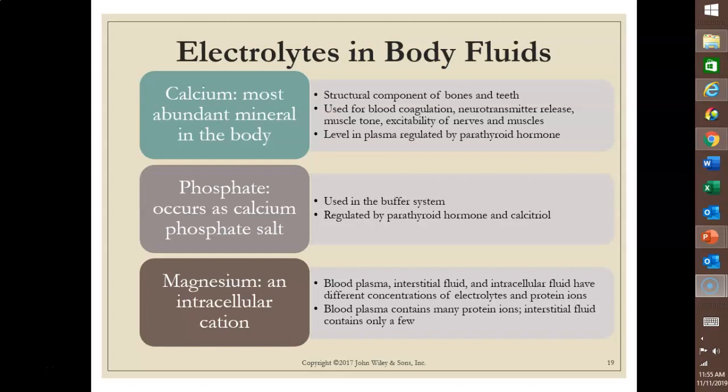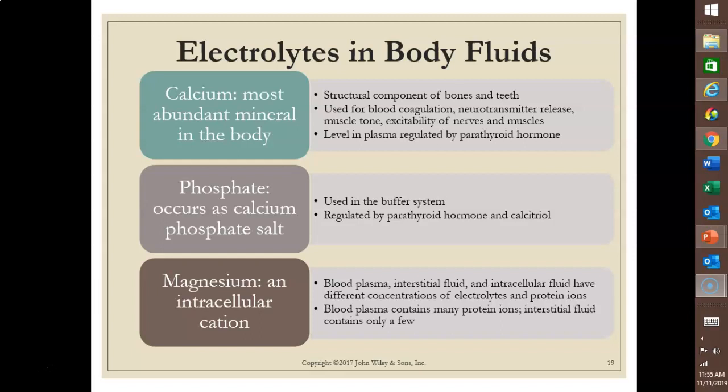Because of the large amount of calcium stored in the bone, calcium is the most abundant mineral in the body. About 98% of the calcium in adults is located in the bones and in the teeth, where it combines with phosphates to form a crystal-like structure, calcium phosphate. In body fluids, calcium is mainly an extracellular cation, and it plays an important role in blood clotting, neurotransmitter release, maintenance of muscle tone, and in the excitability of neurons and muscle cells.